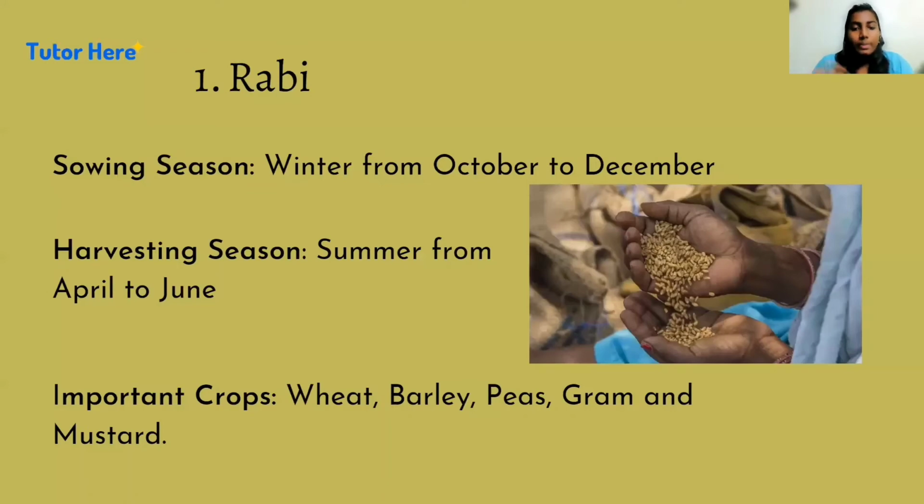The first cropping season that we will be looking at is Rabi. Rabi crops are also known as winter crops. They are sown in winter, that is from October to December, and are harvested in summer, that is from April to June. Some of the important crops are wheat, barley, mustard, peas, gram, and many more.